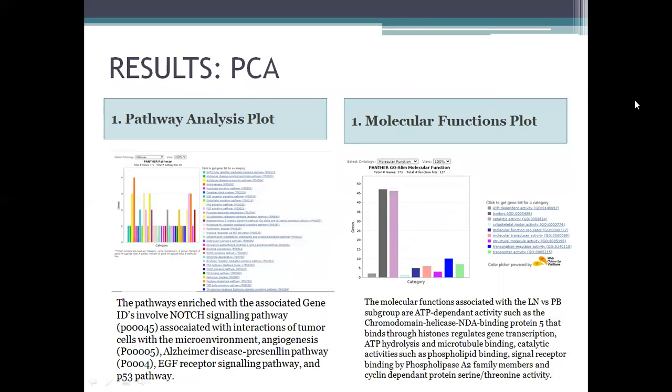When we talk about the pathway analysis plot of the CD19 gene, we see that the pathways most significantly overexpressed or most significantly associated with the occurrence of CLL for the samples of the CD19 plus subgroup are the Notch signaling pathway, which is associated with the interactions of tumor cells with the microenvironment, the angiogenesis pathway, the Alzheimer disease presenilin pathway, the HIF receptor signaling pathway, and the P53 pathway.